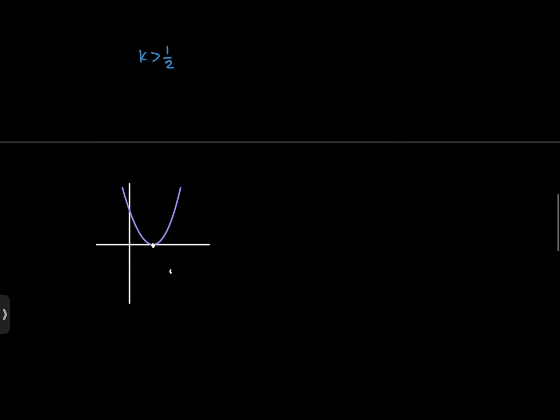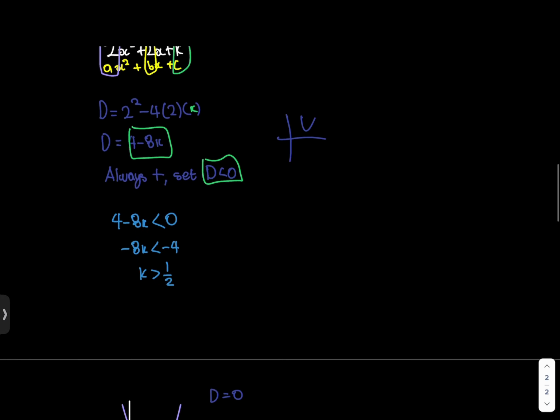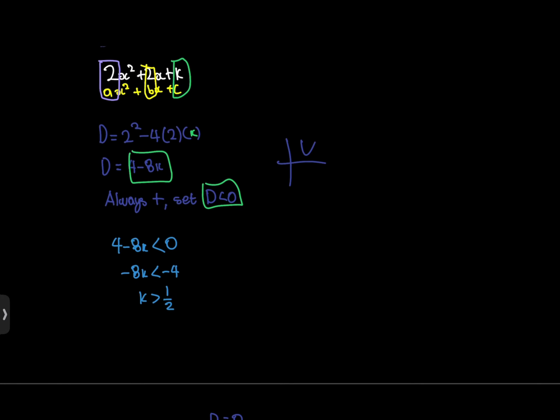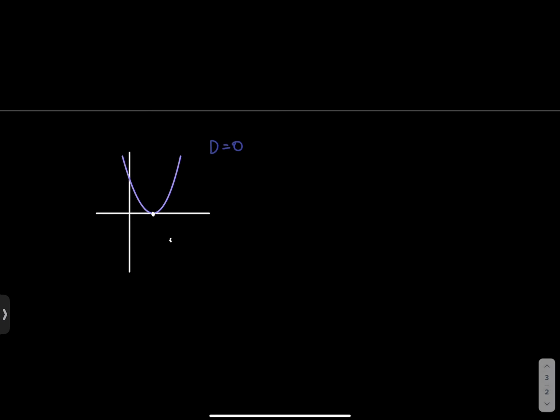And what is the condition for real and repeated roots? The discriminant has to be equal to 0. We already evaluated our discriminant in the previous part, and our discriminant is equal to 4 minus 8k. Therefore, we can say that 4 minus 8k is equal to 0, because our discriminant needs to be equal to 0 in order for our graph to just touch the x-axis, to have real and repeated roots.